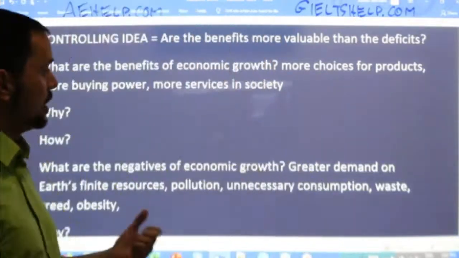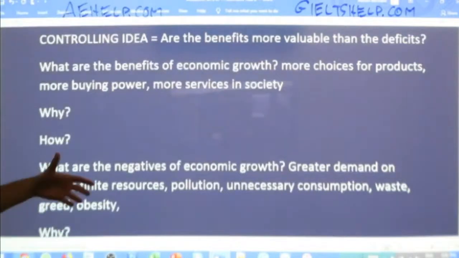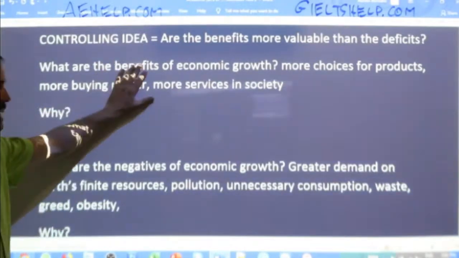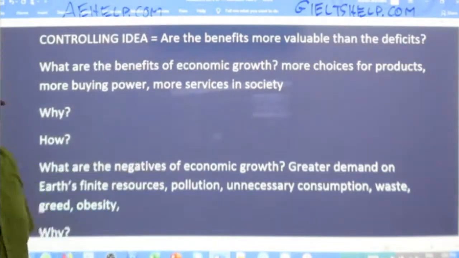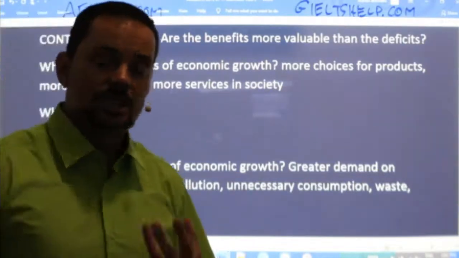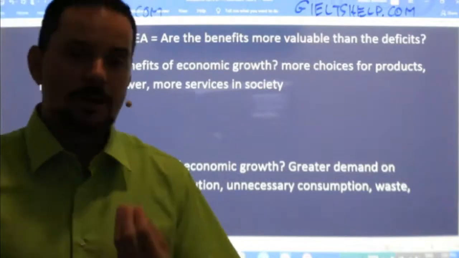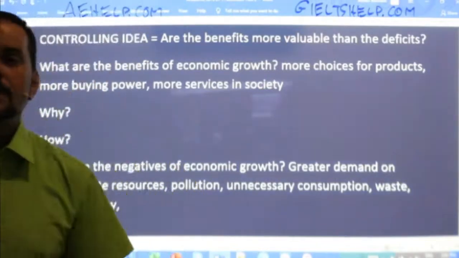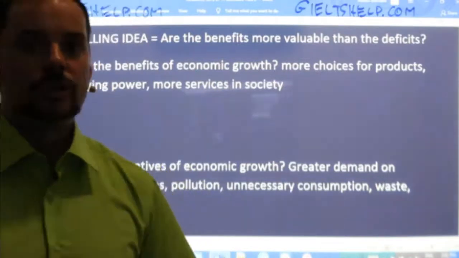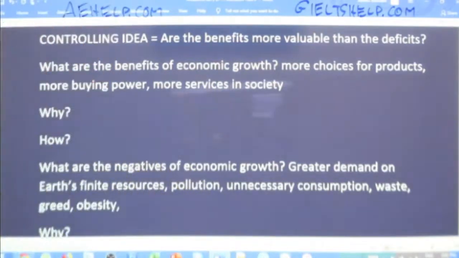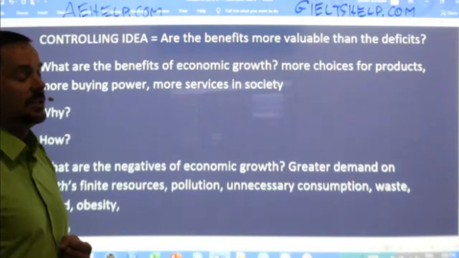Now that you've critically thought about it, you've thought about the benefits of economic growth and development, you've thought about the negatives, and notice how we've realized now that it's not just about money and finance, so economic growth is about much more than just money. What is your answer? Do the advantages outweigh the disadvantages?